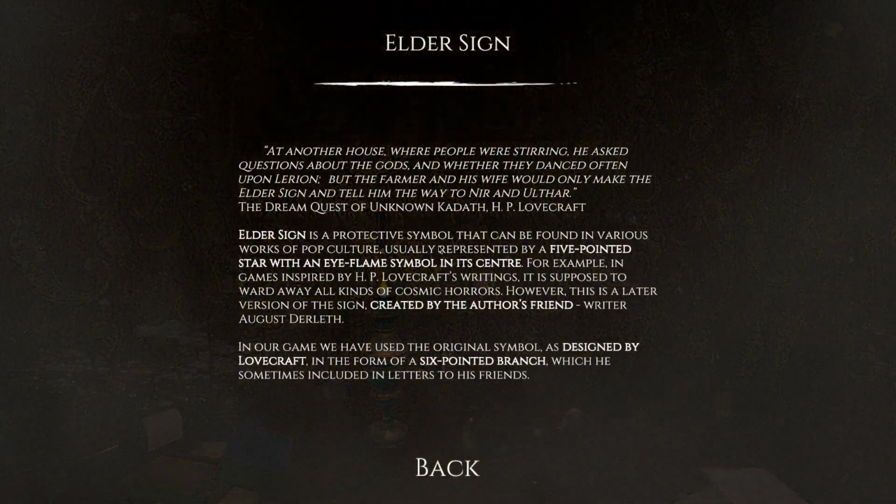Oh, there's something here. Elder sign. At another house where people were stirring, he asked questions about the gods, whether they dance often upon Lyrian.